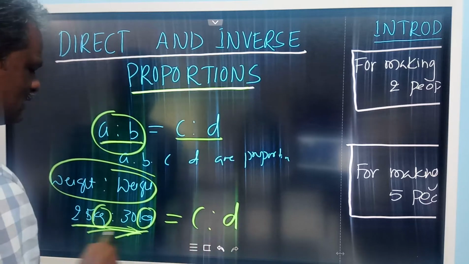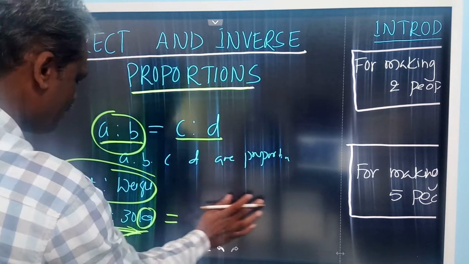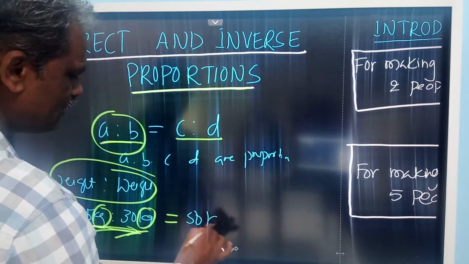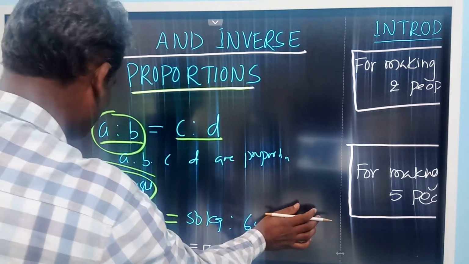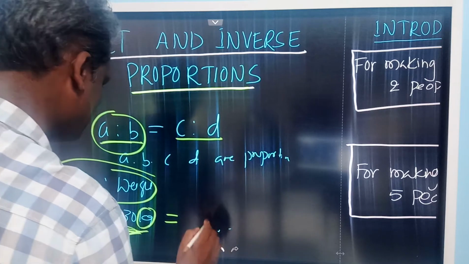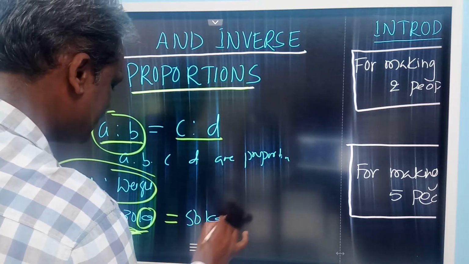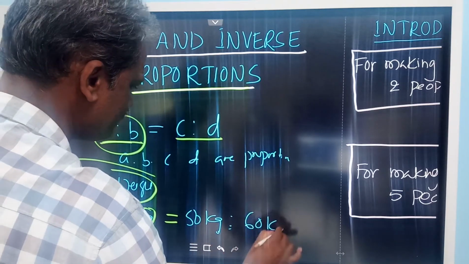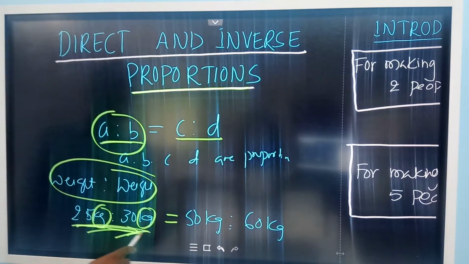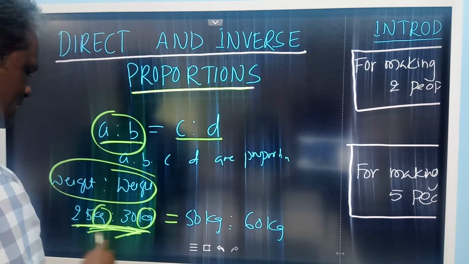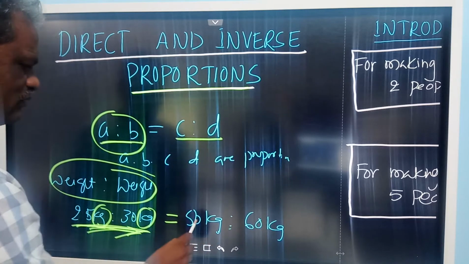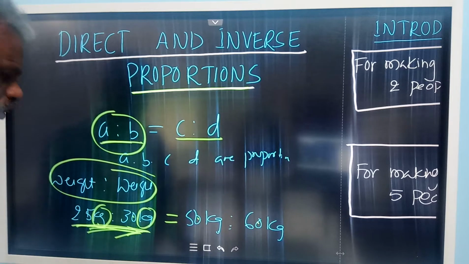So then all these four are in proportion. Say for another person, you can take 50 kg is to 60 kg. So now 25 is to 30 is the same as 50 is to 60. Then we say that 25, 30, 50, 60 are in proportion.